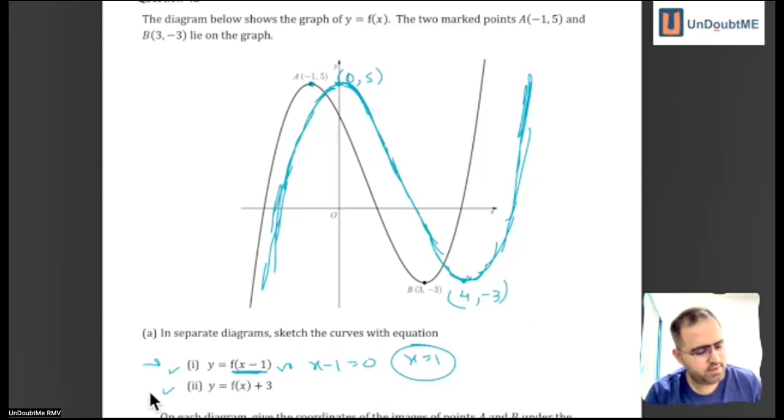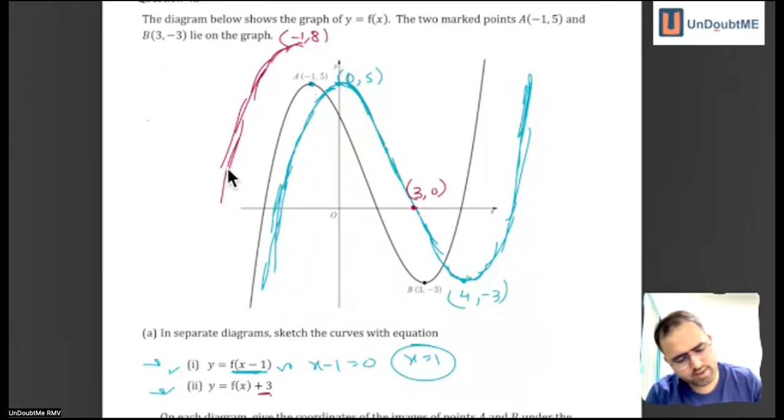Then the second one is f(x) plus 3. Plus 3 means it is a vertical shift. Vertical shift means minus 1 comma 5 will become minus 1 comma 8 because it is plus 3, and 3 comma minus 3 will become 3 comma 0. So the point will be over here, 3 comma 0. So the graph will be somehow like this. Same graph.